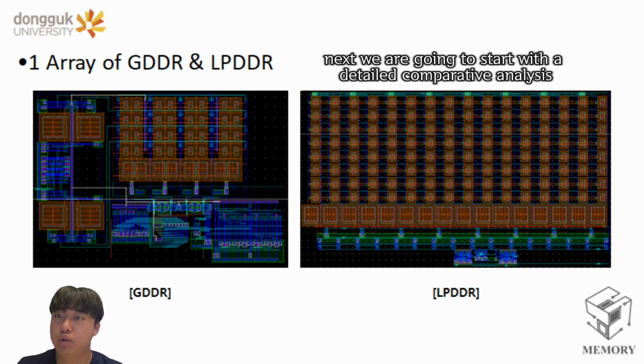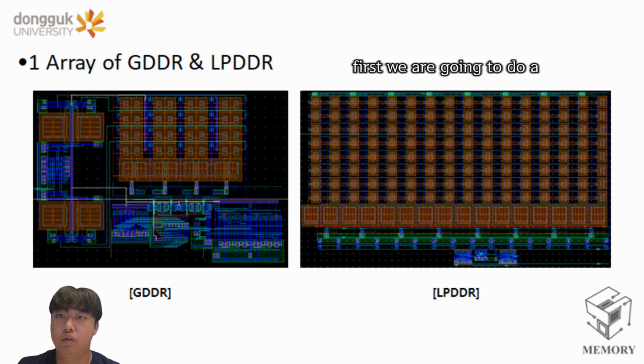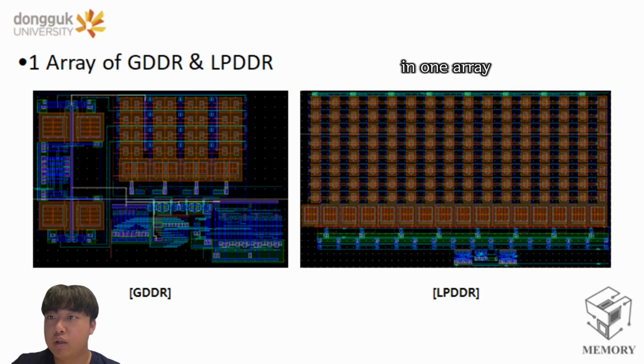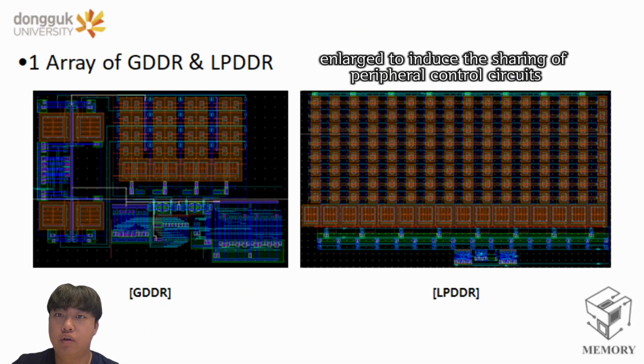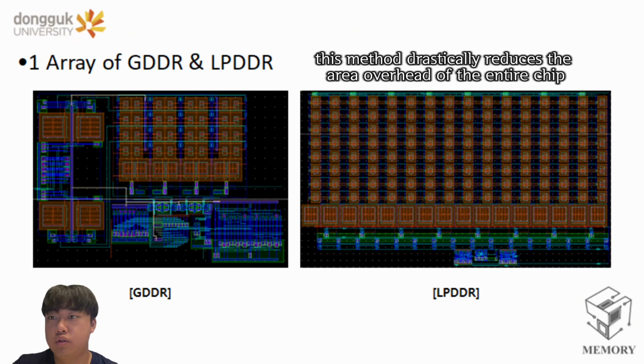Next, we are going to start with a detailed comparative analysis of the variable architecture that we've actually done with the layout. First, we are going to do a comparison in the step 1 array. The LPDDR on the right has an 8 by 8 cell structure with 64 cells connected in one array. The unit array was enlarged to induce the sharing of peripheral control circuits such as sense amplifiers and decoders. This method drastically reduces the area overhead of the entire chip.